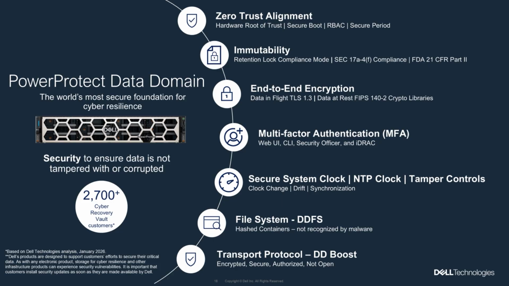Data immutability and retention lock. The Data Domain DD3410 offers features like retention lock and immutability to protect your backups from tampering or deletion. This is especially critical in defending against ransomware attacks, as it ensures that your backup data remains intact and recoverable. Data encryption. The Data Domain DD3410 provides end-to-end encryption, both at rest and in transit. This ensures that your data remains secure, whether it's stored on the system or being transferred across networks. Encryption helps safeguard sensitive information from unauthorized access.